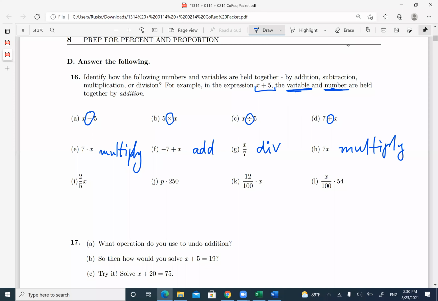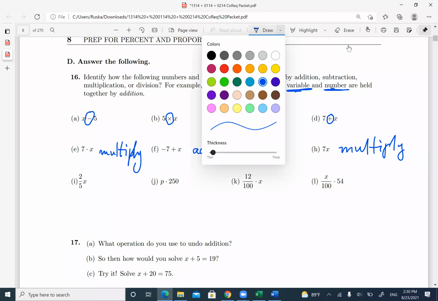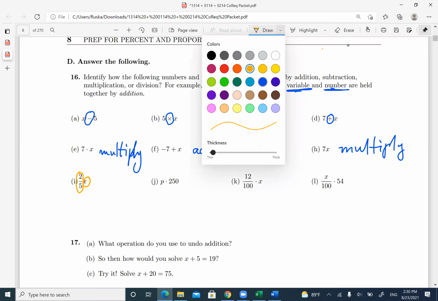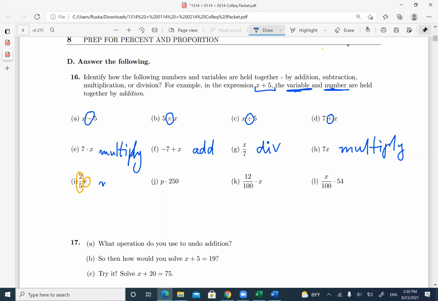We're going to multiply. Now, the next one is a little tricky. 2 over 5x, what does that mean? So here, 2 over 5 is the number, right? So keep in mind, it's not division. 2 over 5 is in front, and x is at the end. So the operation between those two is multiplication. Good job, Morgan. Yes, multiplication. Okay? So here it's multiply.